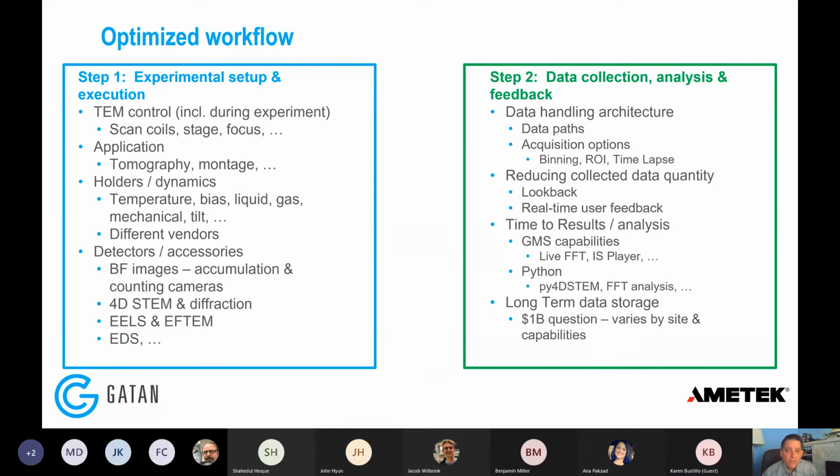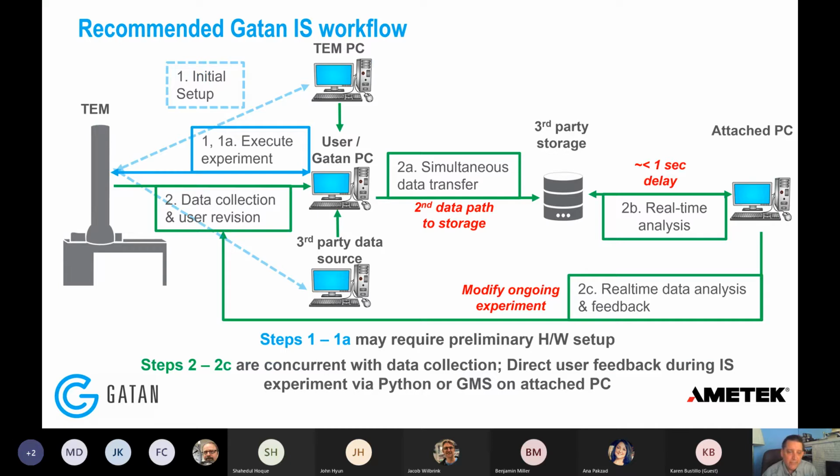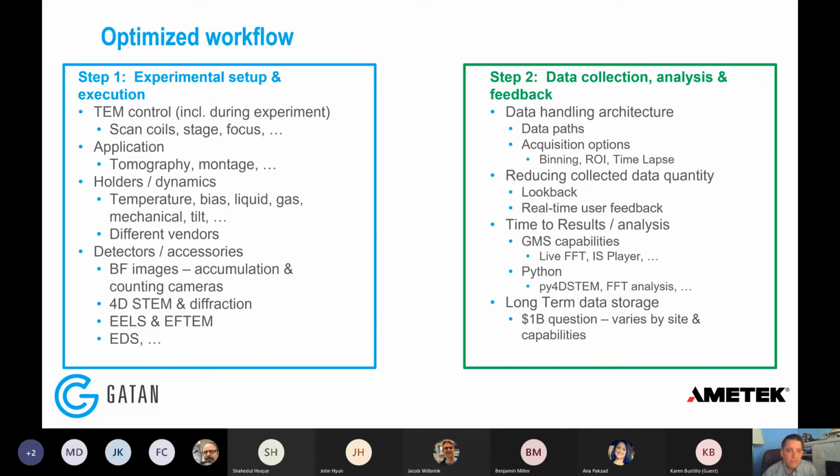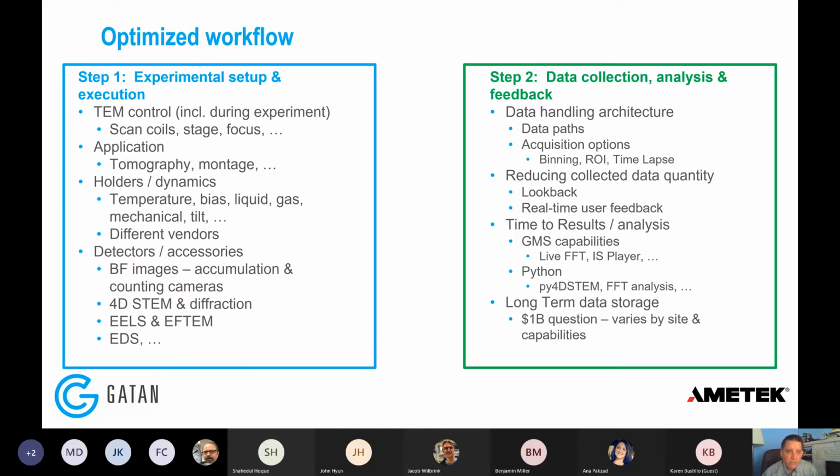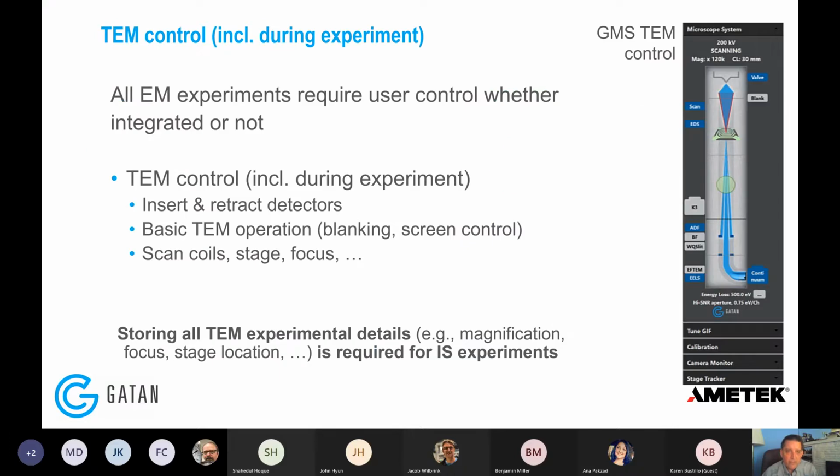So here's a somewhat simplified, optimized workflow. The items in blue, step one, are shown on the left in blue. The items in green that I talked about at a high level are shown in green. And I'm just going to step through each of these for the rest of the presentation. So we'll talk about the first step first.